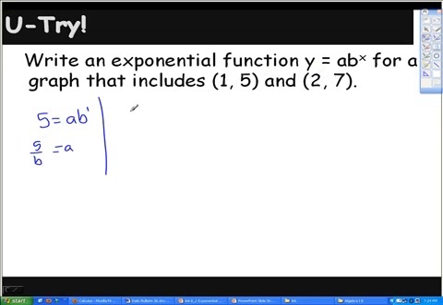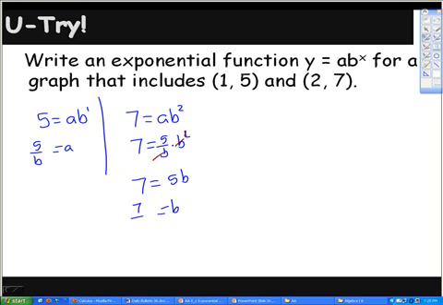Now 2, 7. When x is 2, y is 7, so 7 equals a b to the 2. But a is the same as 5 over b. So 7 is equal to a, which is 5 over b, times b squared. But notice how this just reduces out. I can knock a b out here, brings that down to a 1. So 7 equals 5b. And b is going to equal 7/5.